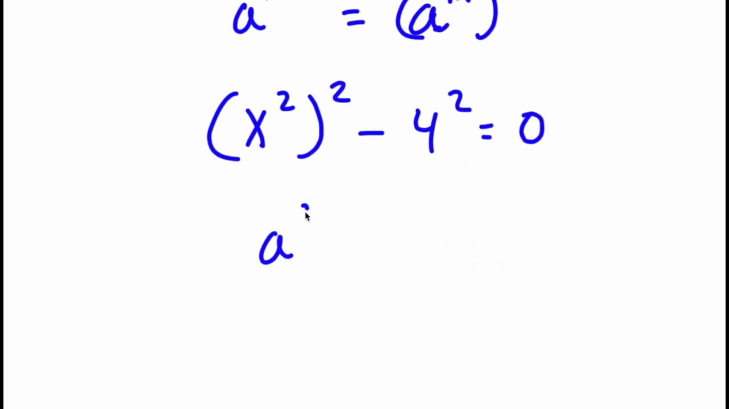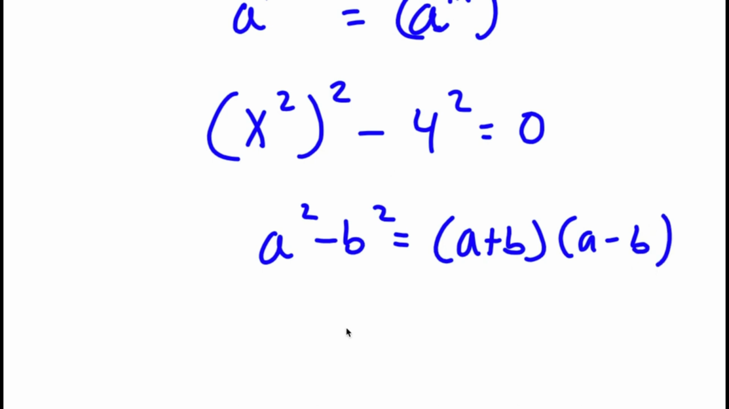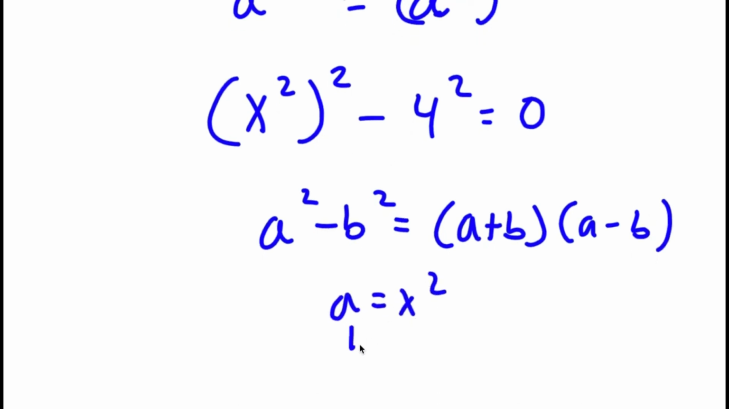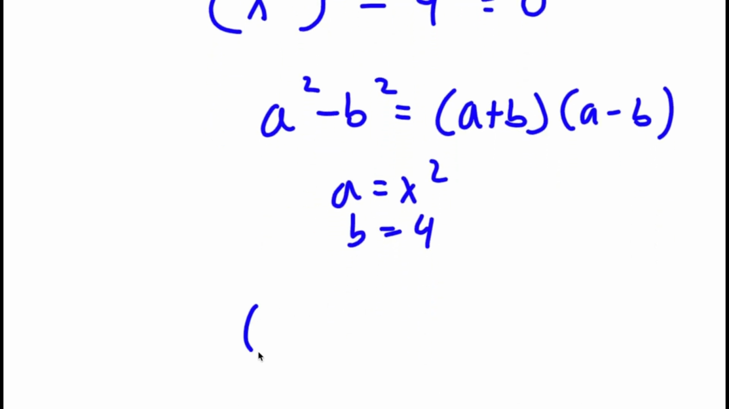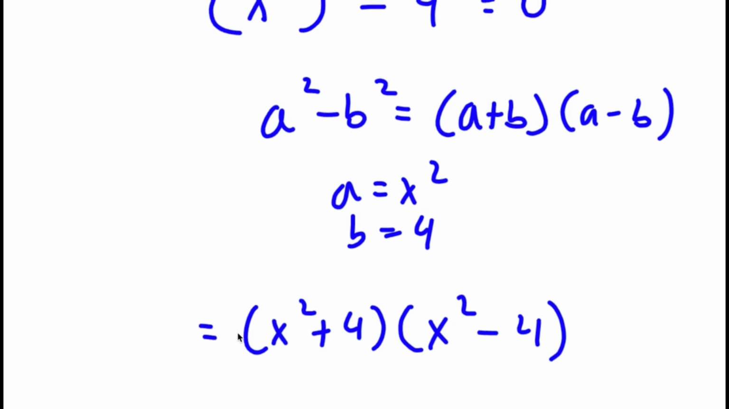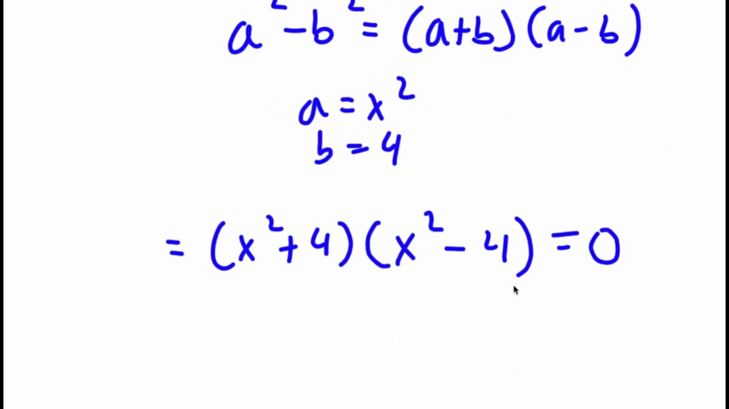Now if I have something in the form a squared minus b squared, this is equal to a plus b times a minus b. So in this case, a is equal to x to the power of 2 and b is equal to 4. So I have x to the power of 2 plus 4 times x to the power of 2 minus 4. And this is equal to 0.